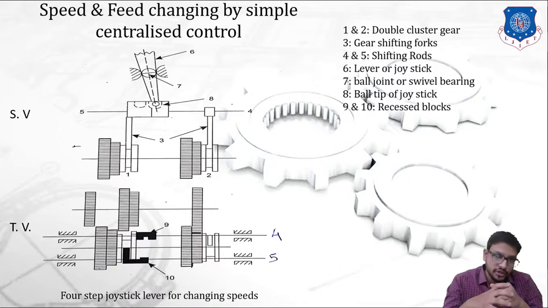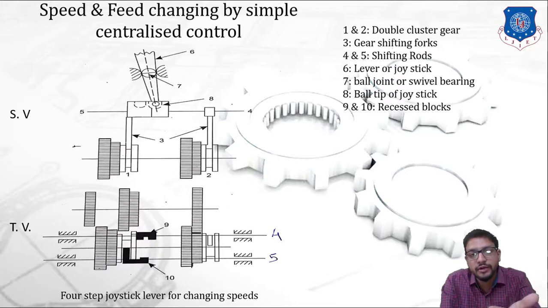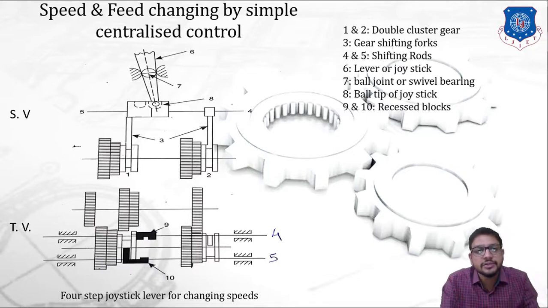neutral position. So it is very obvious that once a ball joint is engaged in one of the recesses of a corresponding shifting rod and it is shifted for moving the double cluster gear, then it cannot be moved in another recess of a block until and unless it is brought back to the neutral position.